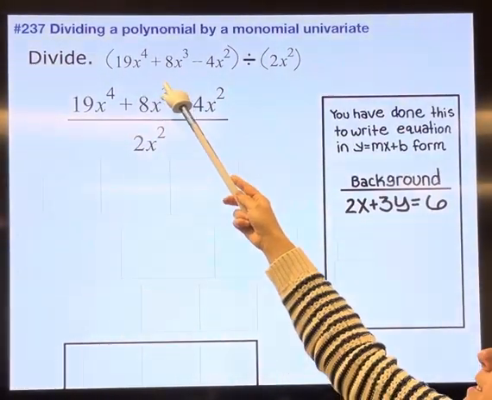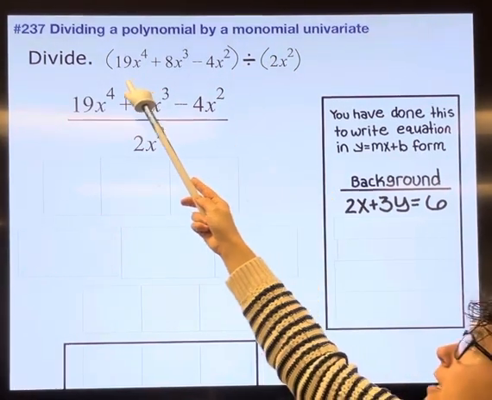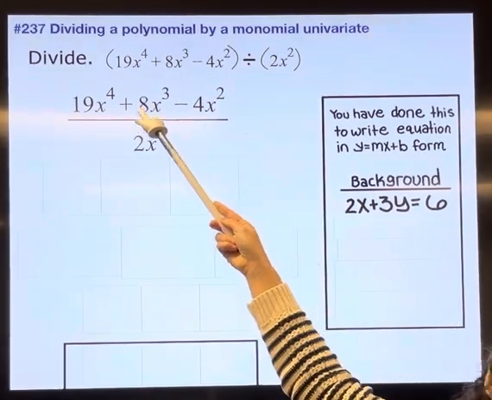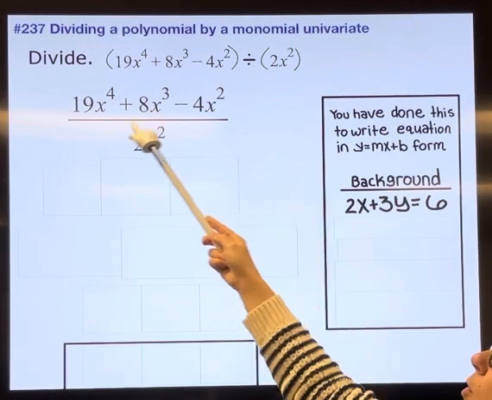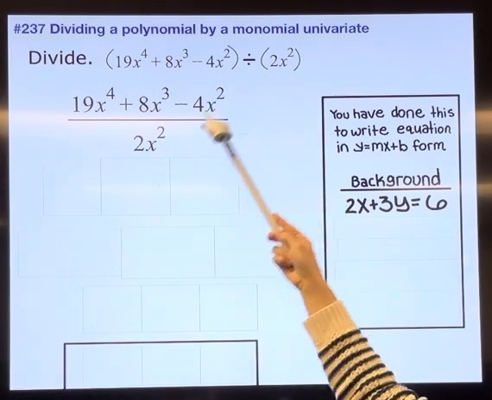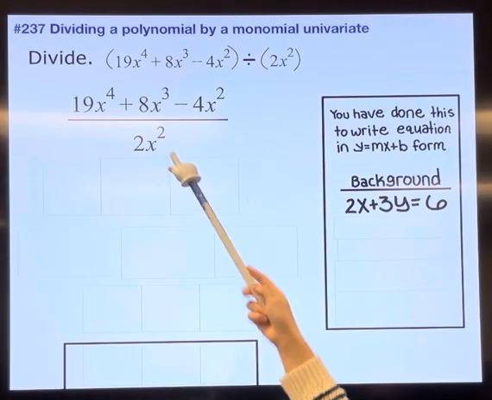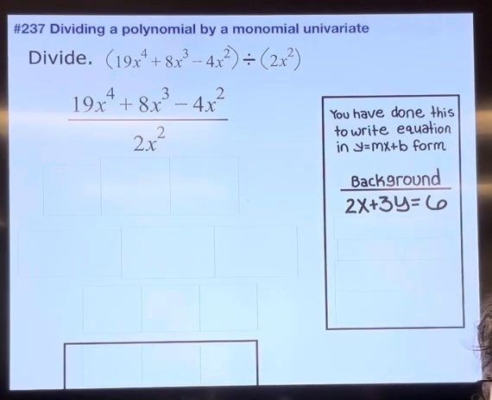In this one, we want to divide, and so whatever comes first is in the numerator, divided by, so over, whatever comes second is in the denominator. And then let's tie it to something we've already done back in Algebra 1.